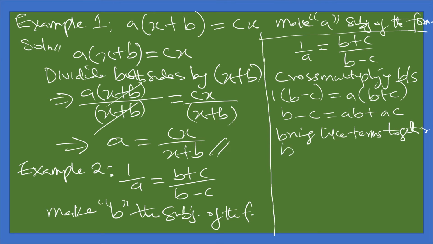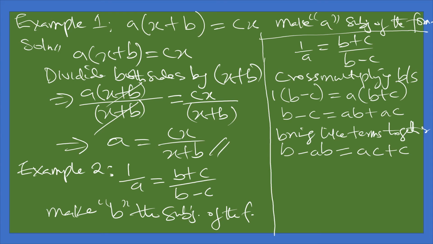Now this becomes b minus ab. If this ab is crossing over this equality sign, it becomes negative, which is now equal to ac plus c. Now this c is crossing over the equality sign, it now becomes positive. So now if you look at this, we have like terms here. b is here, b is here, c is here, c is here.